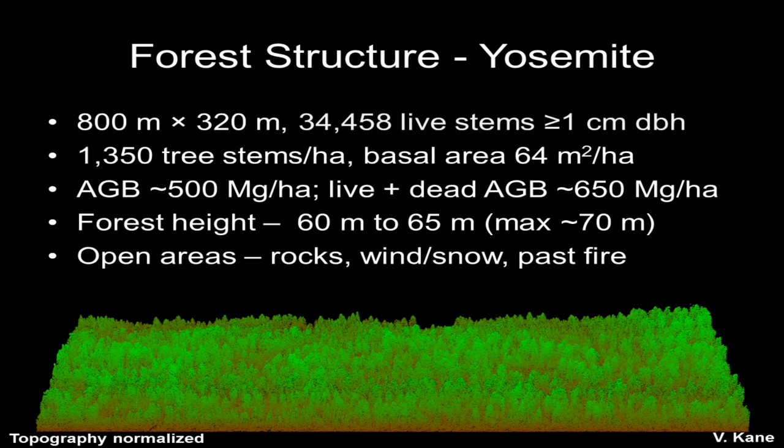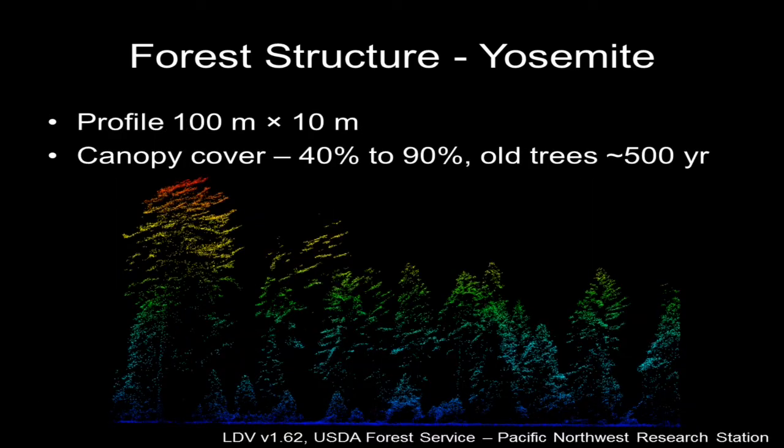But here, the open areas are maintained by rocky outcrops, evidence of past fire, and wind and snow damage as well. See, the canopy looks different. This is the same kind of profile as 2 slides ago, but in the Sierra Nevada, the canopy is much more open, 40 to 90%, with say 65 to 75% being the usual cover. And surprisingly, given the amount of fire and the different tree species, the oldest trees here are also about 500 years old, but there aren't as many of the 500-year-old trees, so perhaps most of them are 200 to 300.